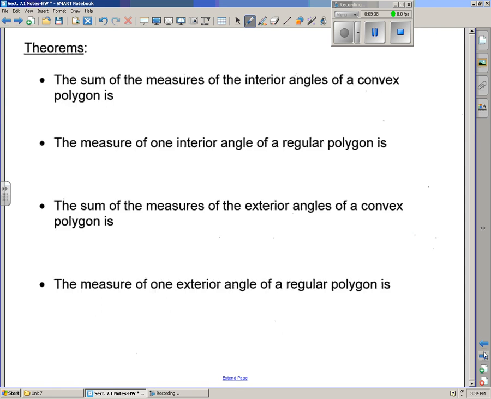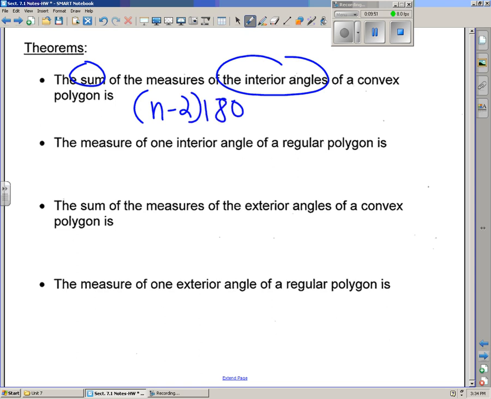And that's going to be this. The sum of the measures of the interior angles of a convex polygon is always going to be n minus 2 times 180. How many triangles can you create? And then multiply that by 180. Assuming we're working with a regular polygon and you want one of those interiors, you're going to find the sum of them all, but then you'll divide that by the number of sides.